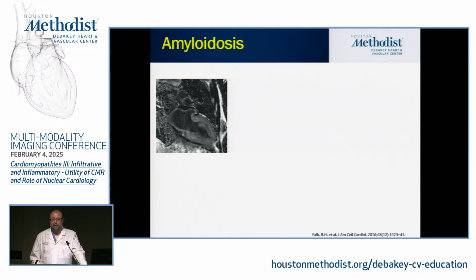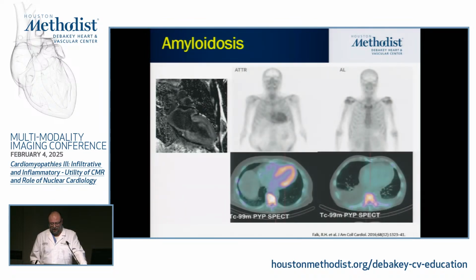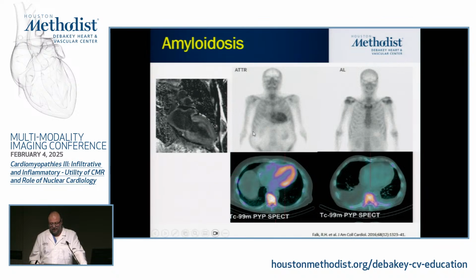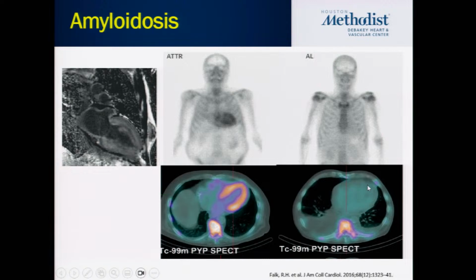And what people didn't recognize in the 80s is that usually the PYP, or the bone avid scintigraphy, is going to be positive among patients who have ATTR amyloidosis. It's going to be completely negative for this. So I'll tell you later on the algorithm, how we start with these patients in terms of diagnosis, but I'm going to focus.